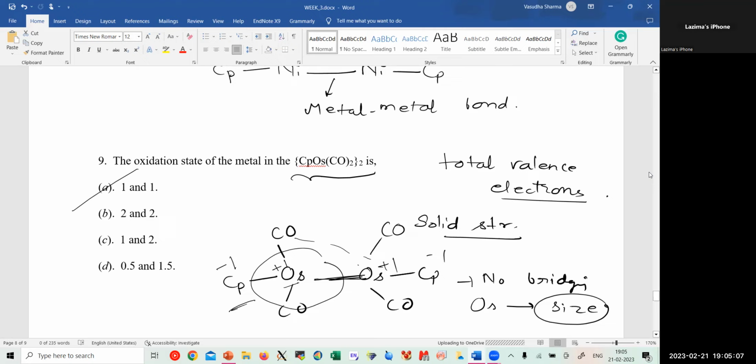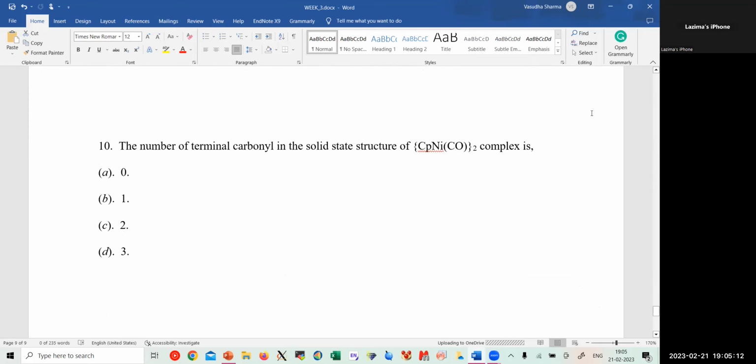And now we are at our last question, which is to find the number of terminal carbonyls in the solid state structure of the Cp nickel complex. The same complex has been asked in four or five questions, where the question is a bit different. Firstly, it was asked about the solid state structure, then the metal-metal bonds. Now they're asking for the terminal carbonyls. So we know that carbonyl can bind in a terminal fashion or a bridging fashion. In terminal, it is connected with only one metal. In bridging, it is connected with more than one metal.